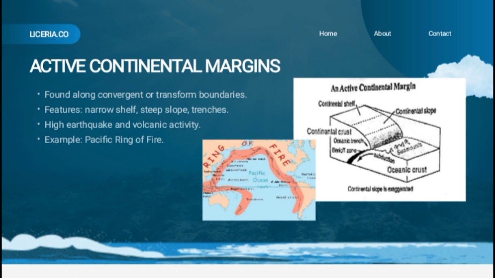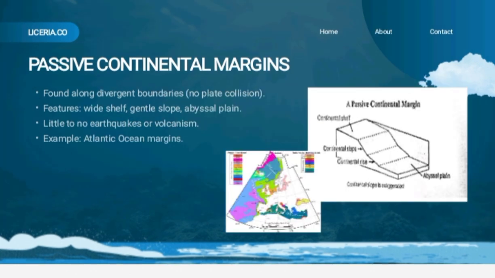A prominent feature of active margins is the presence of oceanic trenches, which are the deepest parts of the ocean. They form where one tectonic plate is forced beneath another, or subduction. Active margins are prone to frequent earthquakes and volcanic activity due to the ongoing tectonic movements. An example is the Pacific Ring of Fire.